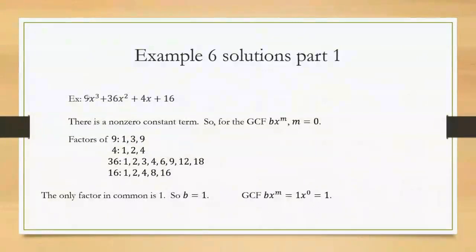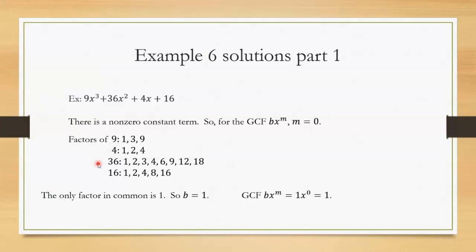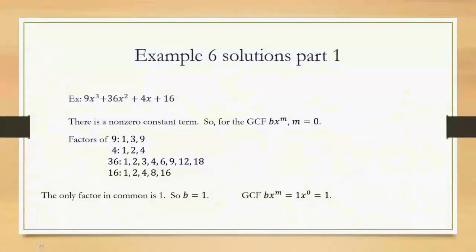So for this one again, notice there's a non-zero constant term. Because of that, M is 0 in the GCF. Can everyone hear? I just want to make sure everyone could hear me. So since there's a non-zero constant term, that tells us in the GCF, M is 0. The smallest exponent of X is 0.